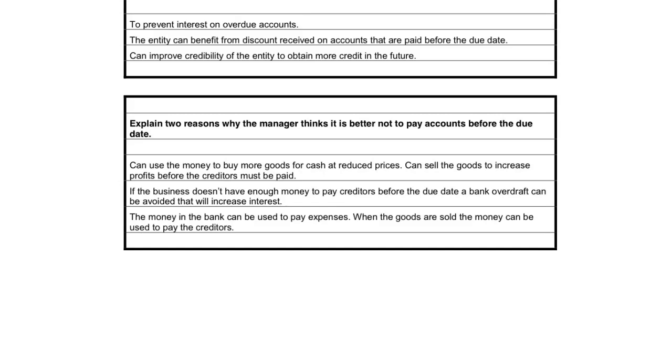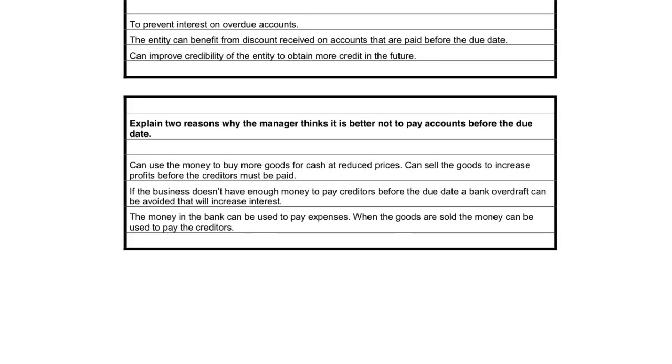profits. If the business doesn't have enough money to pay creditors before the due date, a bank overdraft can be avoided that will increase interest. So if you pay the creditor before the time that you have to, you pay them with a bank overdraft, and on the bank overdraft you have to pay interest. If you paid the creditor on the correct date, you would not have to pay interest.